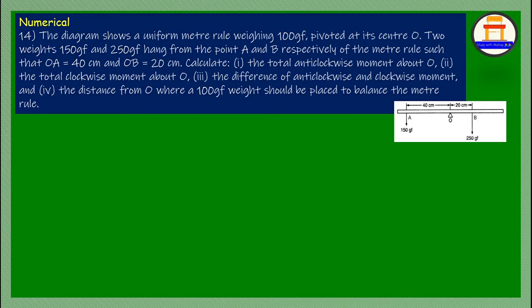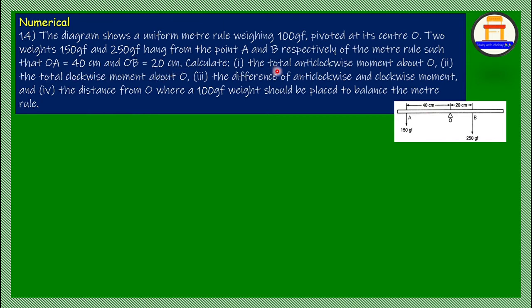This is a different kind of problem. We all know what kind of problem this is. This is a meter rule problem, right? The diagram shows a uniform meter rule of weight 100 GF pivoted at the center O. The weights of 150 GF and 250 GF hang from points A and B respectively of the meter rule such that OA is 40 centimeter and OB is 20 centimeter.